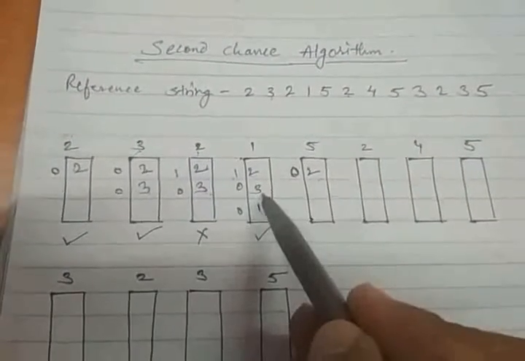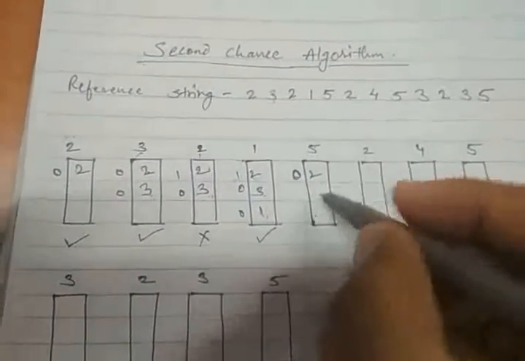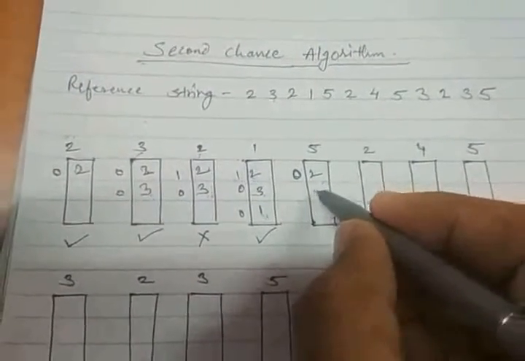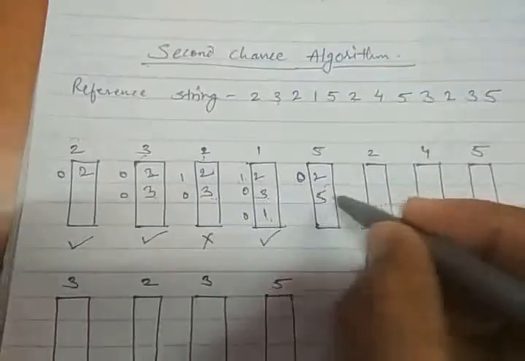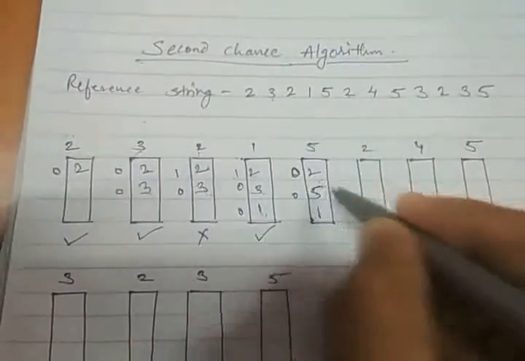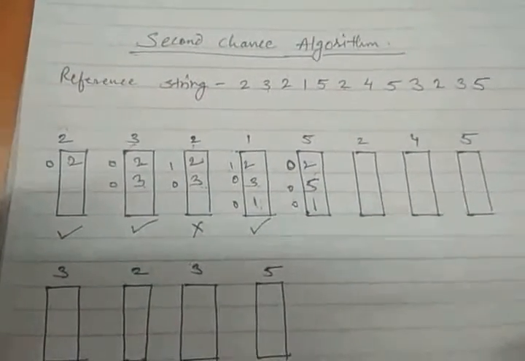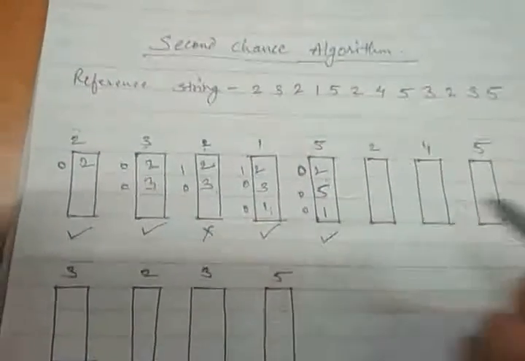In this one 3 is the oldest value compared to 1. So 3 is going to be replaced with the value 5, and 1 will be as it is. The value 5's reference bit is 0 and 1's reference bit value is 0 as it is, and there is a page fault over here.